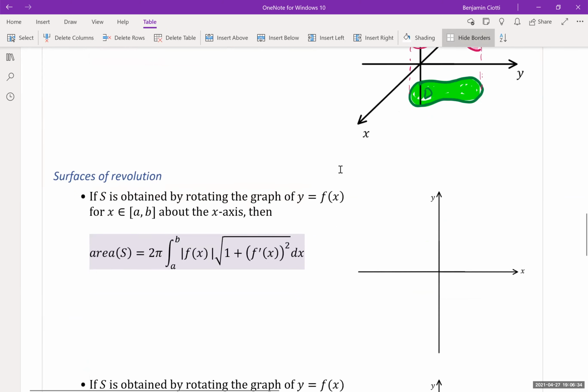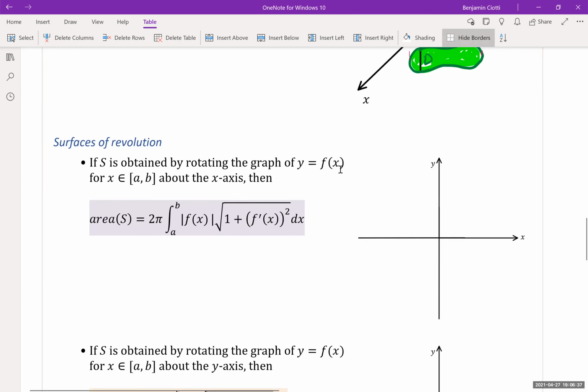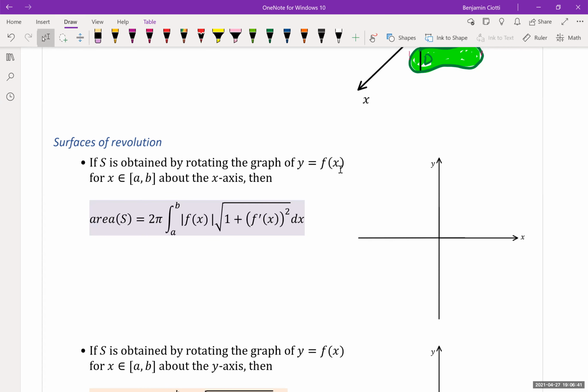Another special case that we have a special formula for is the case of a surface of revolution. There's actually two cases here, so I'll give formulas for both of these. One of them might be that we have some function where y is some function of x for x between a and b, and we revolve the graph of y equals f of x around the x-axis.